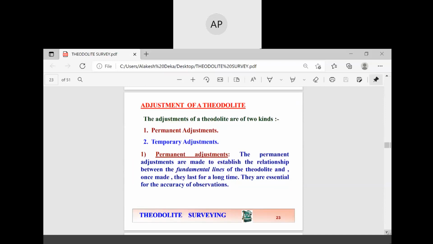Adjustment of theodolite. How can we do adjustment? There are two types of adjustment in a theodolite: one is permanent adjustment, and the other is temporary adjustment. What does permanent adjustment mean? The permanent adjustments are made to establish the relationship between the fundamental lines of the theodolite, and once made, they last for a long time. They are essential for the accuracy of observations.